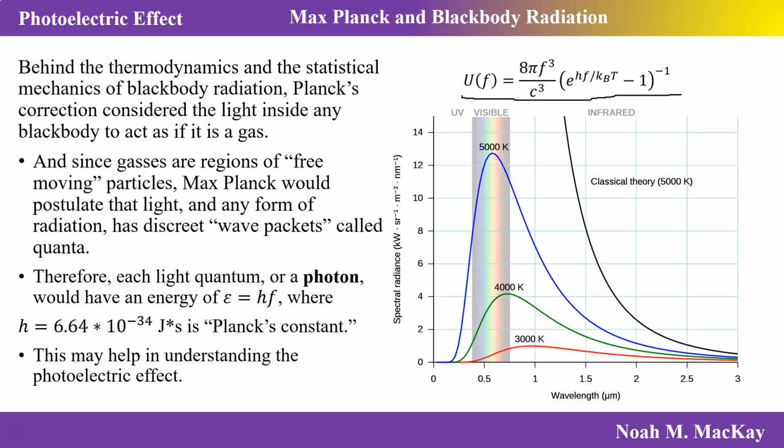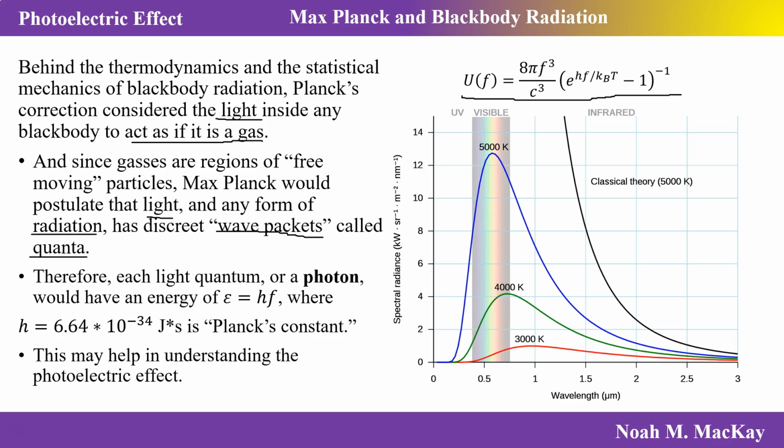Behind the thermodynamics and statistical mechanics of black body radiation, the big takeaway is that Planck's correction considered the light inside any black body to act as if it's a gas. We think of gases as regions of free-moving particles. So Max Planck would postulate that light or any form of radiation has discrete wave packets, and these wave packets are particles called quanta.